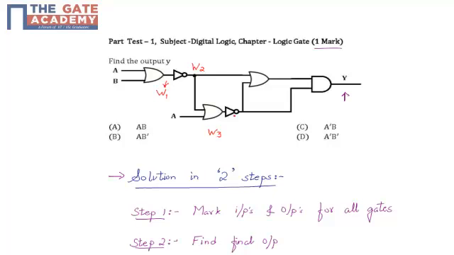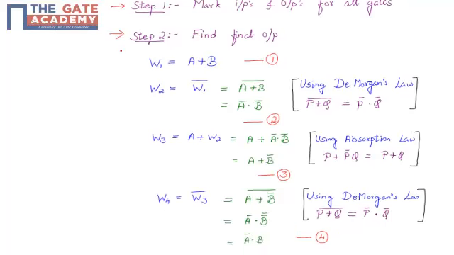Now this W3 is passed through an inverting gate, for which I would mark my output as W4. Moving further, the output of this OR gate, for which my inputs are W2 and W4, I would mark as W5. And finally, the output of this AND gate is my Y, for which my inputs are W5 and W4. So now we are done with our step 1. Now moving to step 2, that is getting our final output. So now let us look at the solution.